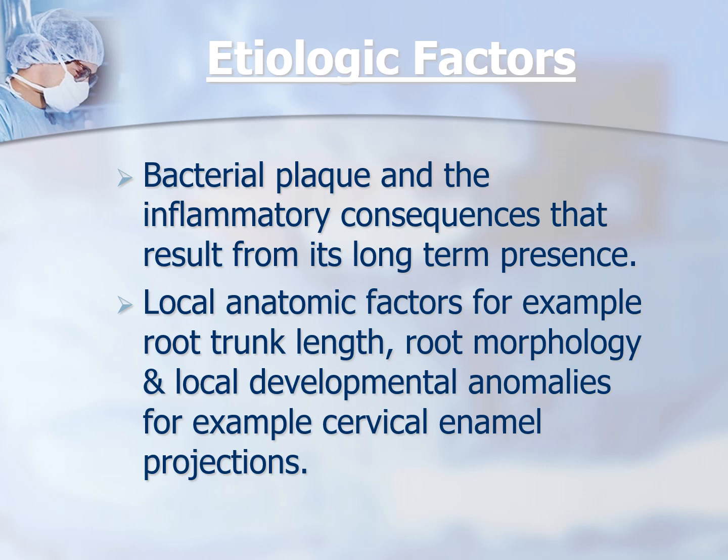Then any other developmental anomalies, for example, the cervical enamel projections. If cervical enamel projections are present in and around the furcation area, the attachment of the soft tissue onto the tooth surface provides a weak attachment. So when there is accumulation of plaque, bacteria and calculus in that area, it leads to easy separation of the soft tissue from the hard tissue, that is the tooth, thereby leading to exposure of the furcation area.